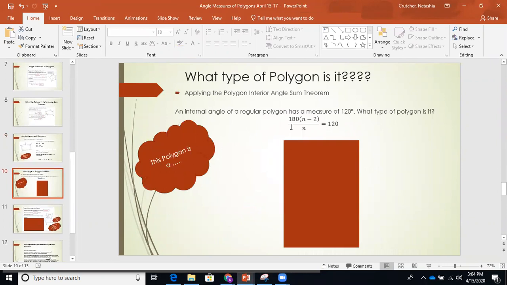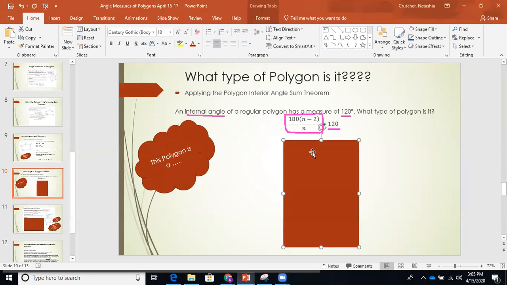Next we have, what type of polygon is it? Applying the polygon interior angle sum theorem. An interior angle of a regular polygon has a measure of 120 degrees. What type of polygon is it? We're working backwards. They're telling us what the interior angle measure is, 120 degrees. So we're going to take our formula and set it equal to 120 degrees. We have our 180 times n minus 2, and then remember we divide by n to figure out each of the interior angles.